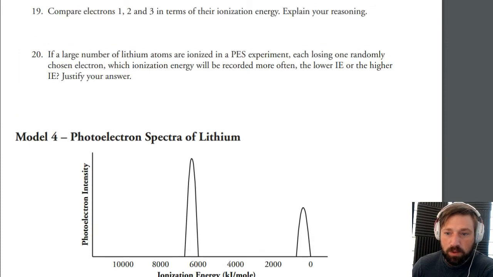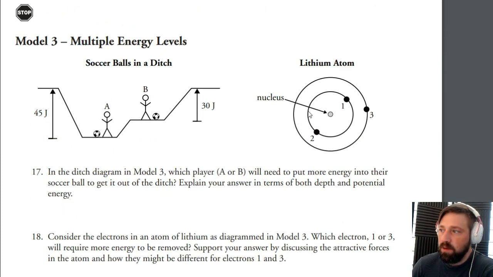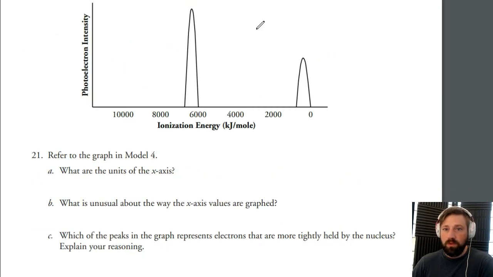inner atomic forces. So looking at the atom here, 1 and 2 are close together. They are close to the nucleus. They're going to have a larger ionization energy than 3. And since there's 2 of them, at the same energy level, we're going to see them have more intensity. Again, if I'm just pulling these out randomly, I'm going to get 1 or 2 more than I'm going to get 3.